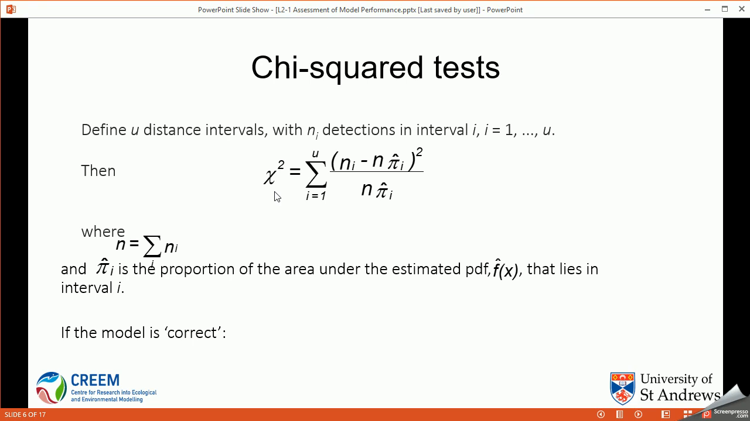And it turns out that if the model that you're considering, so the model from which you calculate these expected numbers, if that's correct, then this statistic has a chi-squared distribution with degrees of freedom equal to U, the number of intervals, minus q, the number of parameters you've estimated, minus 1. And so we can use that to make probability statements about this test statistic.